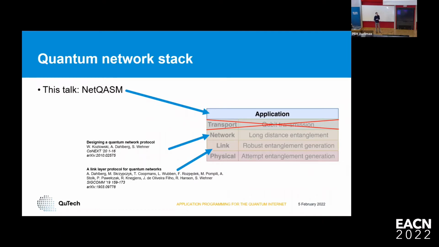But in this talk, I'll talk about NetQASM, and this is actually an application layer, so very high level, very abstract. The idea is that applications, so programs, can use this network stack. Each node in a quantum network implements this network stack. Most of these layers are software layers, and so programs should be able to use this network stack, for example, to create remote entanglement.